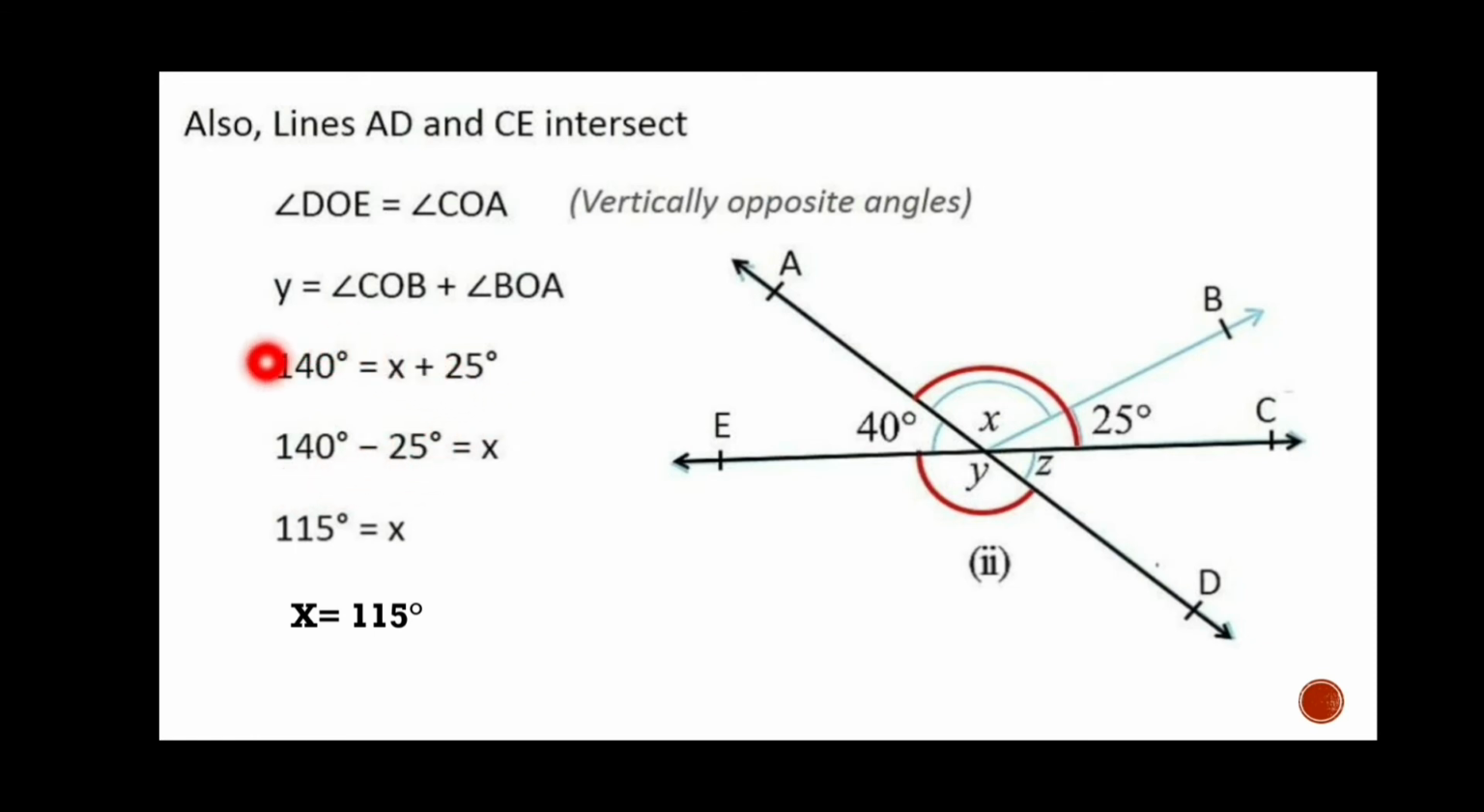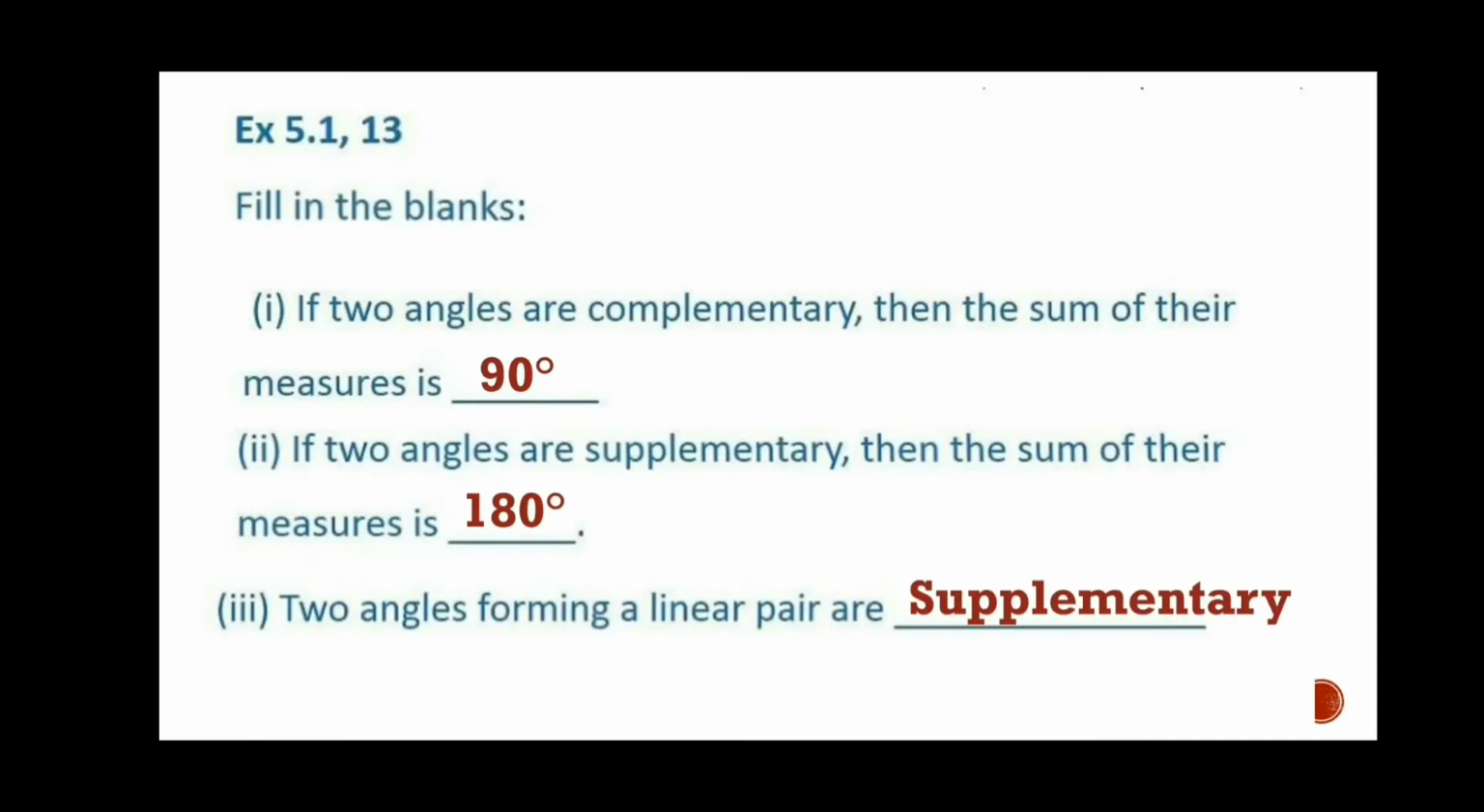Now from this equation, we can find the value of x. So x will be 140 degree minus 25 degree. So what will be the value of x? X will be equal to 115 degree. Yes, so 115 is the value of x. This question is quite good and important also. We have found all the three values: x is 115, y is 140 and z is 40. Now we will move to the next question.